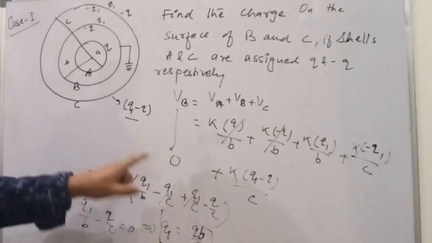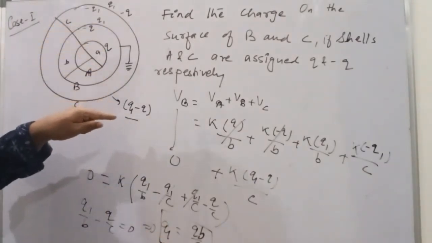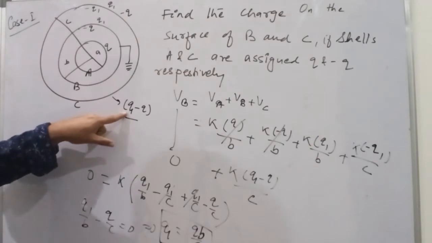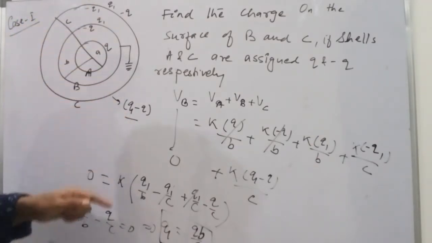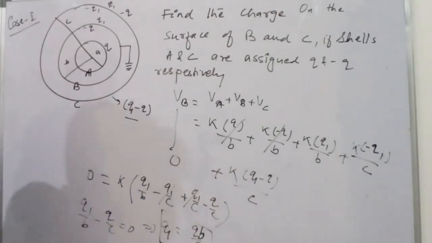This is the charge Q1 which is developed on the outer surface of B, and we can put it here to find the total charge on the outer surface of C. Please note it down, it's very, very important.